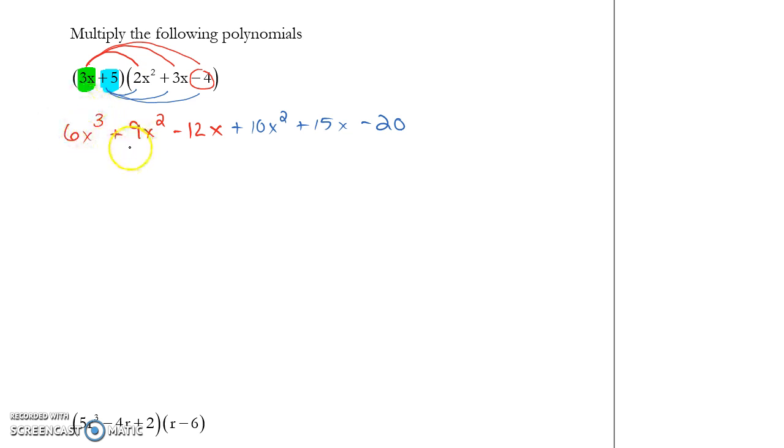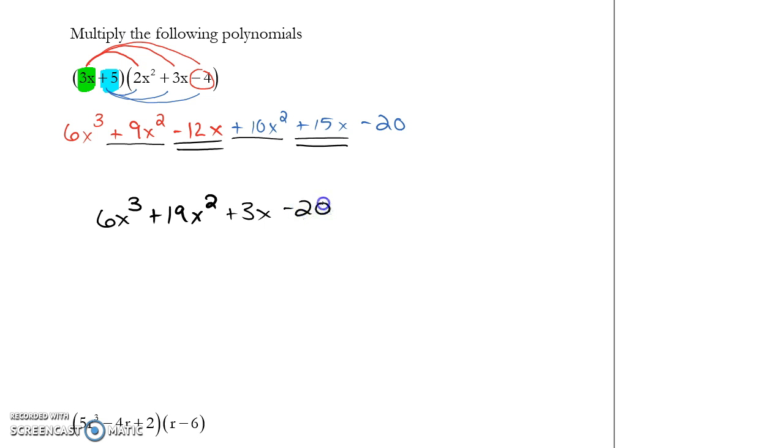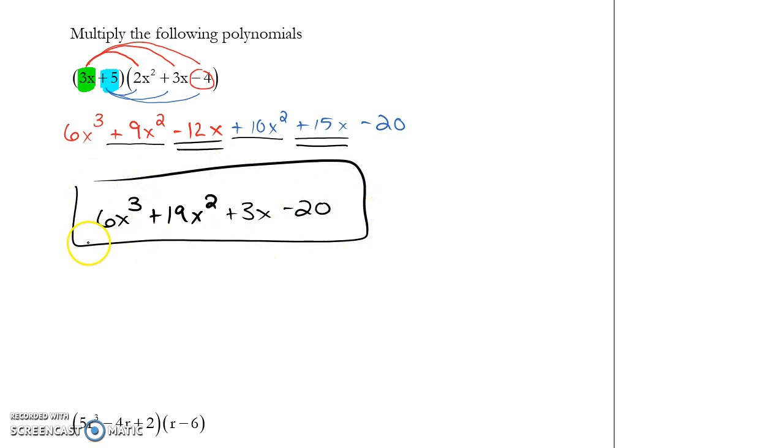6x cubed doesn't have a like term, but 9x squared does. It has a like term with 10x squared. So as I go in order, 6x cubed, positive 9, positive 10 is positive 19x squared. I have a negative 12x and a positive 15x. Negative 12, positive 15 is positive 3 for x, and a negative 20. Done. Okay, so the process is the same. Distribute everything, combine like terms.